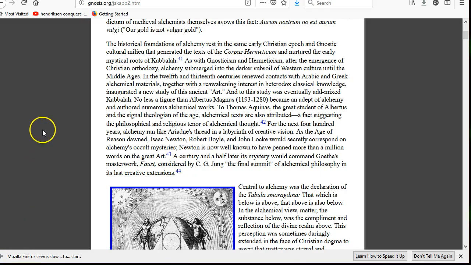Now, I'm not 100% sure how to take this next paragraph. He says, "The historical foundations of alchemy rest in the same early Christian epoch as the Gnostic cultural milieu that generated the texts of the Corpus Hermeticum and nurtured the early mystical roots of Kabbalah. As with Gnosticism and Hermeticism after the emergence of Christian Orthodoxy, alchemy submerged into the darker subsoil of Western culture until the Middle Ages. In the 12th and 13th centuries, renewed contact with Arabic and Greek alchemical materials, together with a reawakening interest in heterodox classical knowledge, inaugurated a new study of this 'ancient art,' and to this study was eventually admixed Kabbalah.